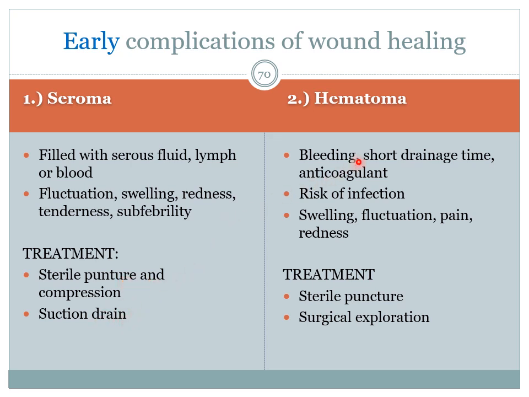Hematoma, on the other hand, is bleeding under the wound and usually happens due to anticoagulant use. Risk of infection: the wound gets swollen, with fluctuation, pain and redness. The treatment is the same, sterile puncture of the area to empty the hematoma. If the hematoma has clotting, you must do surgical exploration of the wound: you open it again, clean the hematoma, stop any bleeding, and suture it again after 4 days.